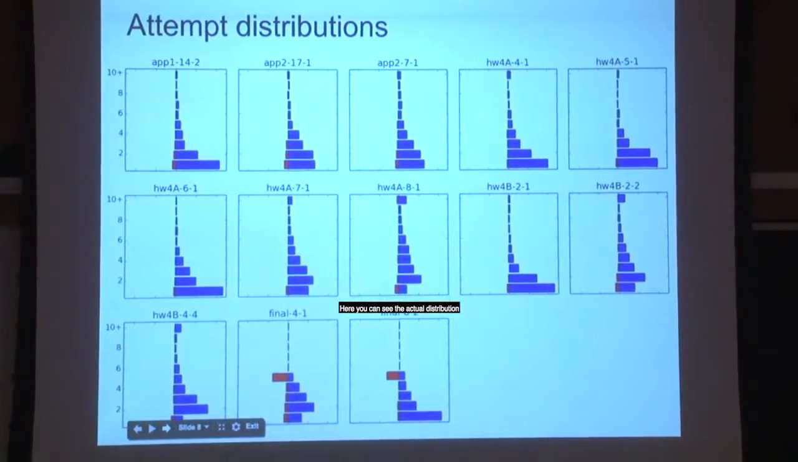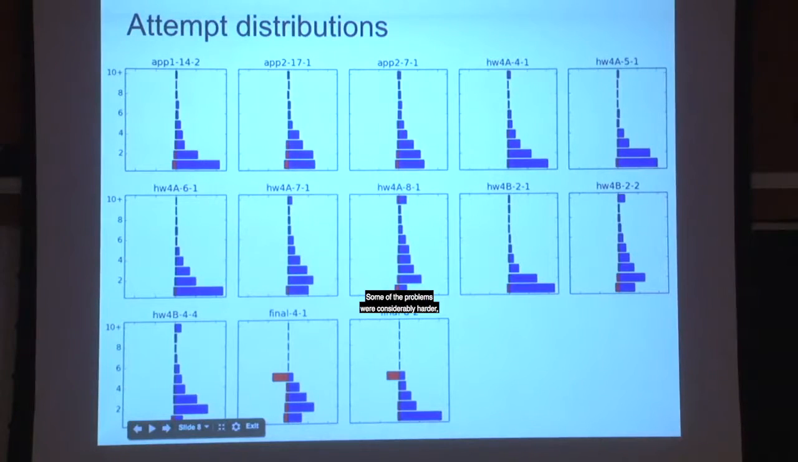Here you can see the actual distribution of number of attempts for the different problems. Along the top row and the second row, we have some of the practice problems that we gave them, or exercises, as well as some of the homework problems. The blue bars on the right of each of these graphs are the distribution for students who eventually got the problem correct. The much smaller red bars on the left are the distributions for the students who never got the problem correct. So you can see overall, most people eventually got it correct. A lot of people got most of these correct in a single attempt, which is really wonderful.